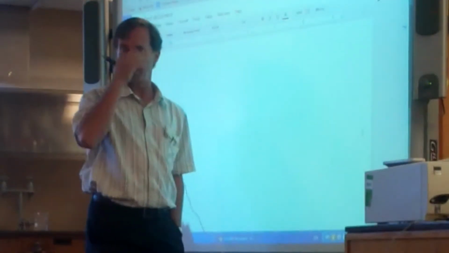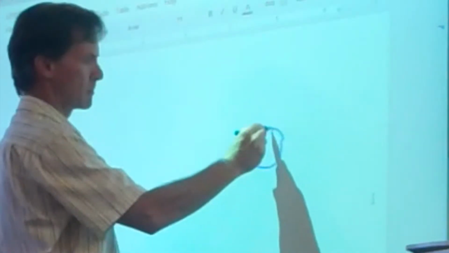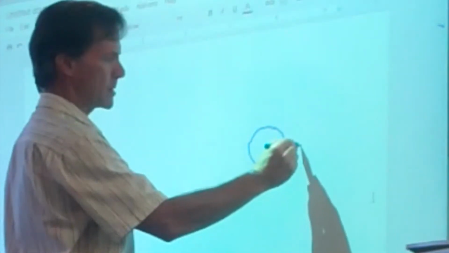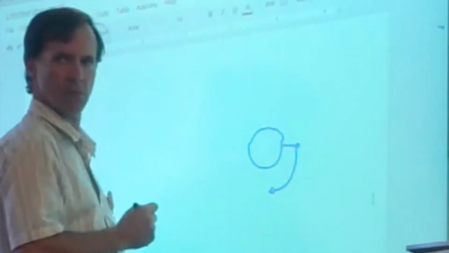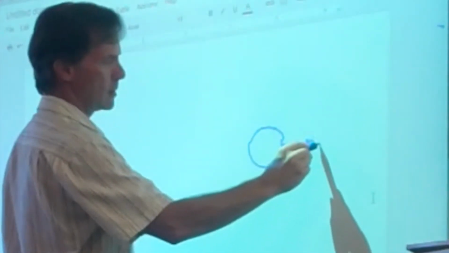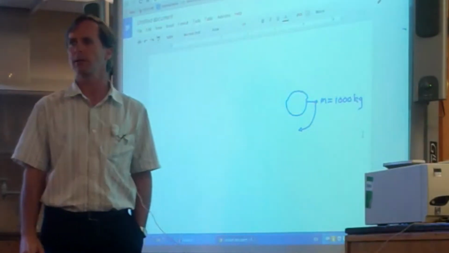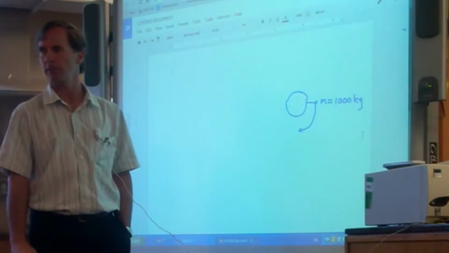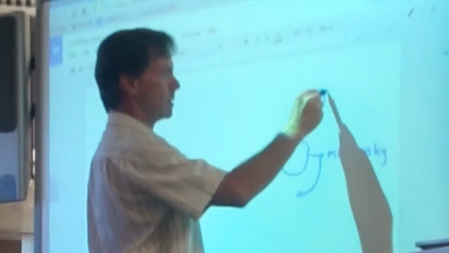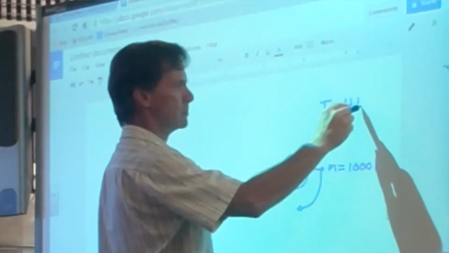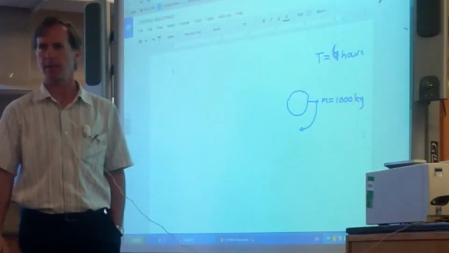Let's actually do a real problem or question here. Here's the Earth, and above the Earth somewhere is a satellite. The satellite is travelling around the Earth at a constant radius, and it has a mass of 1,000 kilos, which is not unreasonable for a satellite. That's a ton of satellite. And it has an orbital period of 4 hours. Actually, let's make it 6. We'll make it a slow satellite, so about 6 hours.